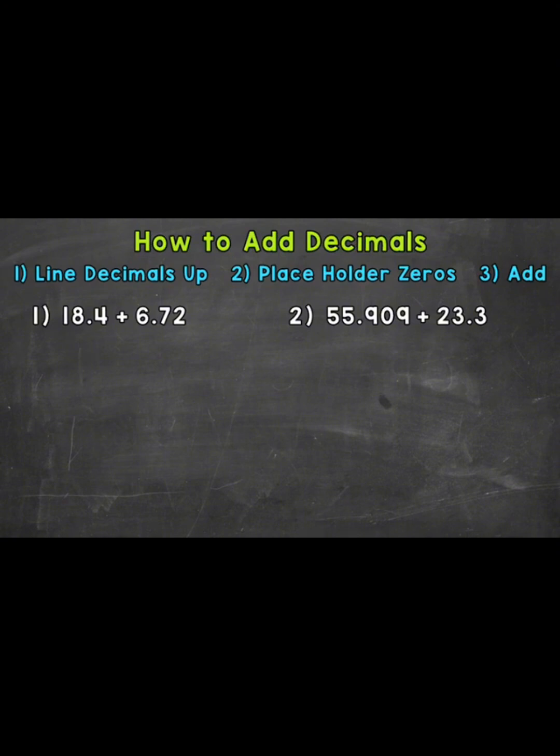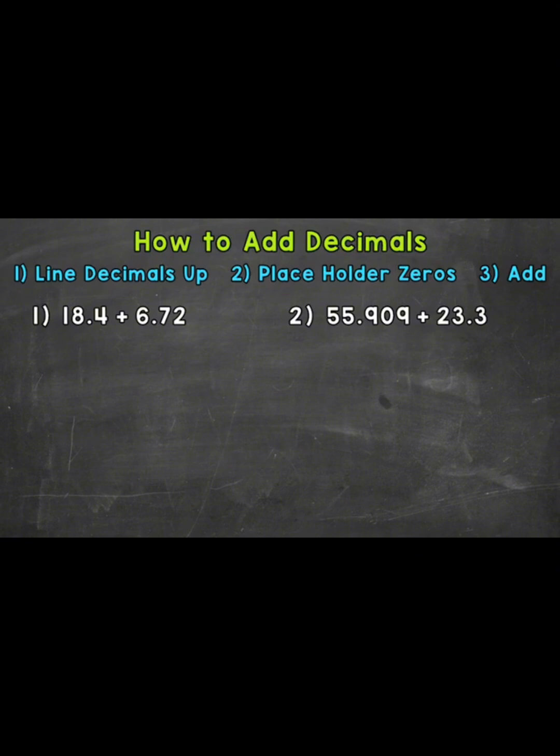In this video, I'm going to cover how to add decimals. Now, if you're able to add whole numbers, you're going to be able to add decimals. Just a couple of different things as far as setting up the problems go. If you get how to set up the problems, you're going to be good to go. Let's jump into our examples and start with number 1, where we have 18 and 4/10 plus 6 and 72 hundredths.